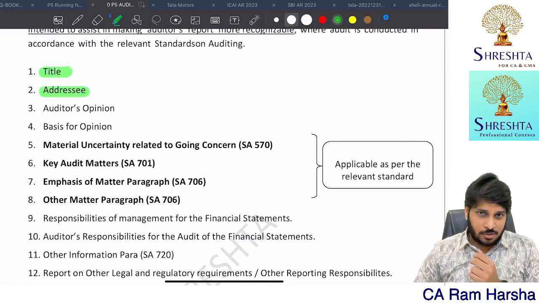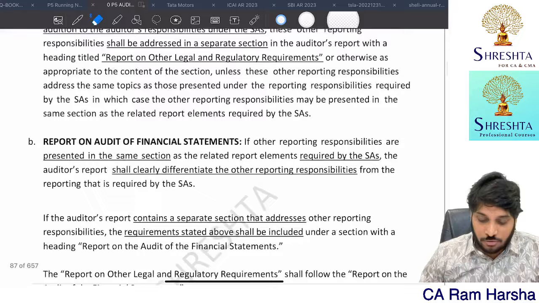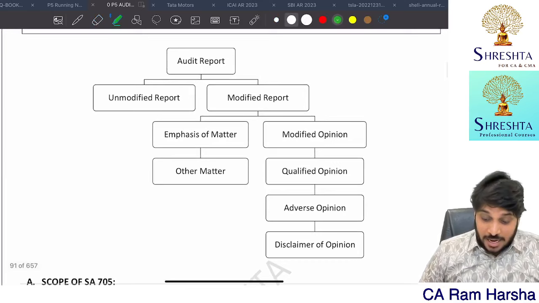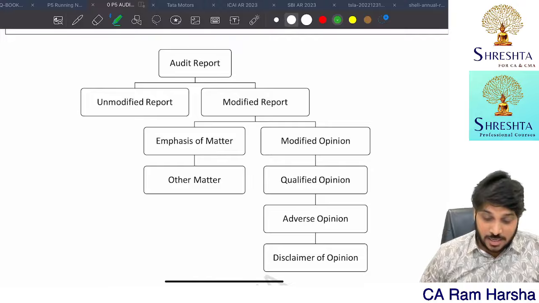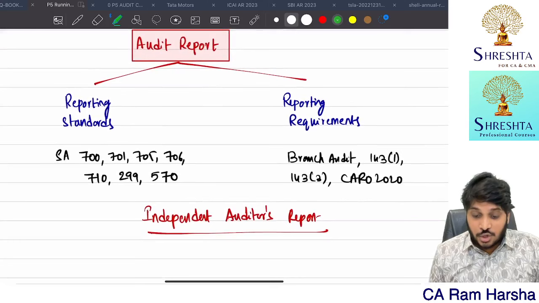Are you clear? Now, before I proceed further, let's go to SA 705. One standard is there, called SA 705. You see here, I felt very happy when the Institute gave a clarification like this. They gave this diagram, which is excellent. In SA 705, they have given a diagram. I don't know how many of you know that we give two types of opinion.